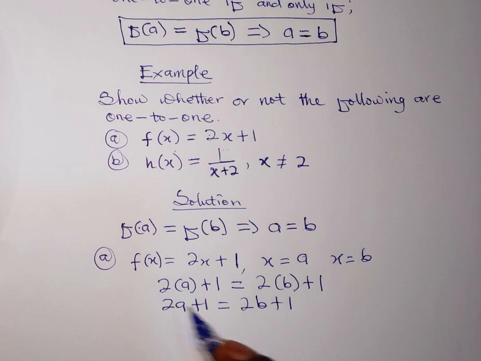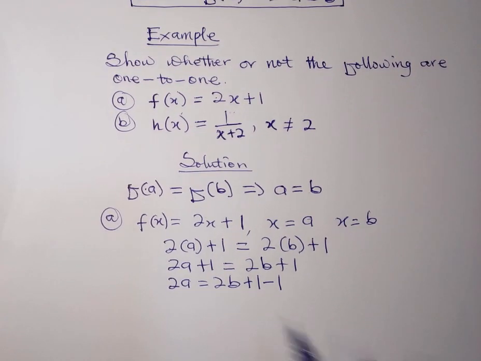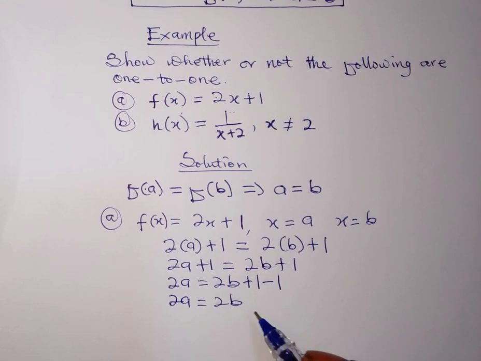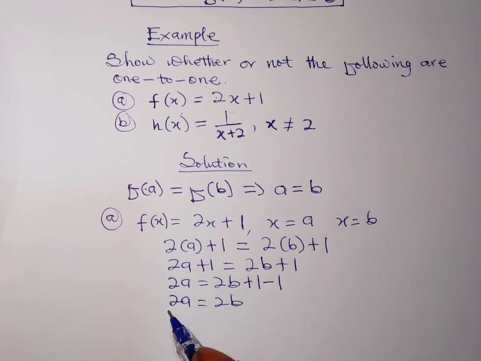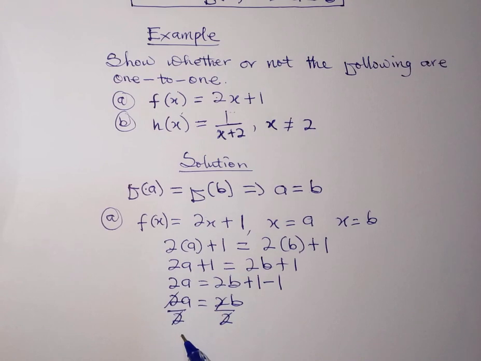I can maintain this here, and write 2a is equal to 2b + 1. I'm just transposing this 1 here, which will be -1, so that at the end of the day, this 1 will go. All right, and then I'll have 2a is equal to 2b. From here, I can divide both sides by what? My 2, where the 2 will go, these 2 will go, then I can have a is equal to b.